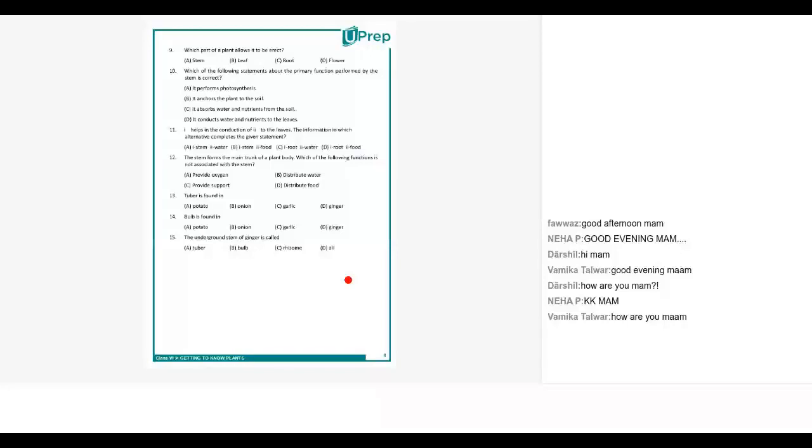Ma'am, one second. It conducts water and nutrients to the leaves. It could be one statement, it could be many statements. Read, ma'am, all the points. Read all the points.